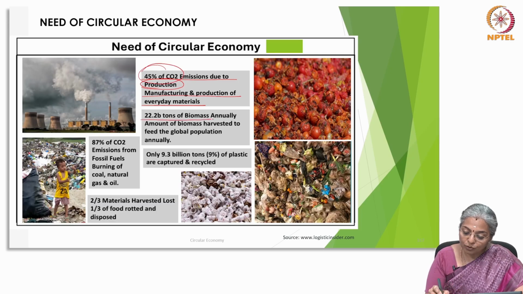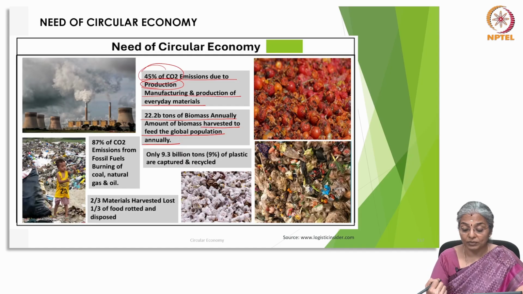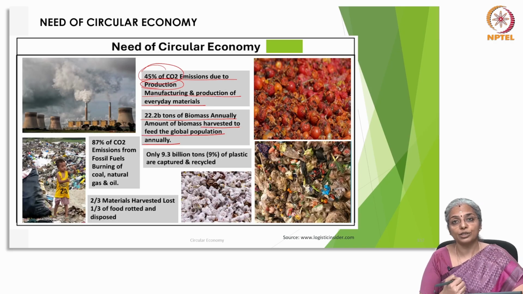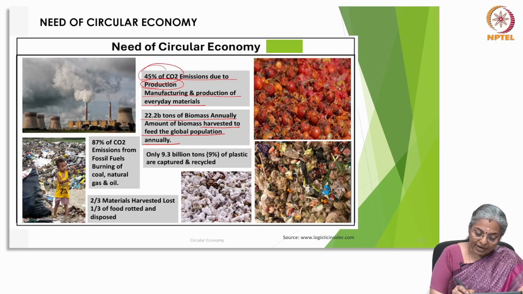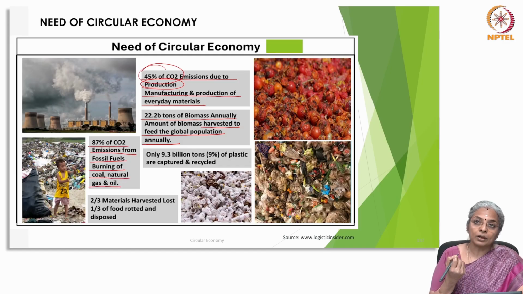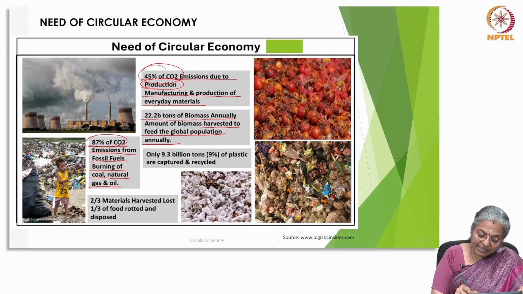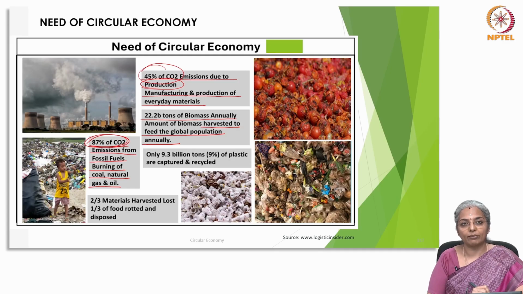22.2 billion tons of biomass is annually harvested to feed the global population every year. That also means we are also creating a lot of waste from this biomass, because all that is produced is not consumed also. 87% of carbon dioxide emissions come from fossil fuel burning because of coal, natural gas and oil. So using fossil fuels is also enhancing our CO2 emissions in a very bad way.